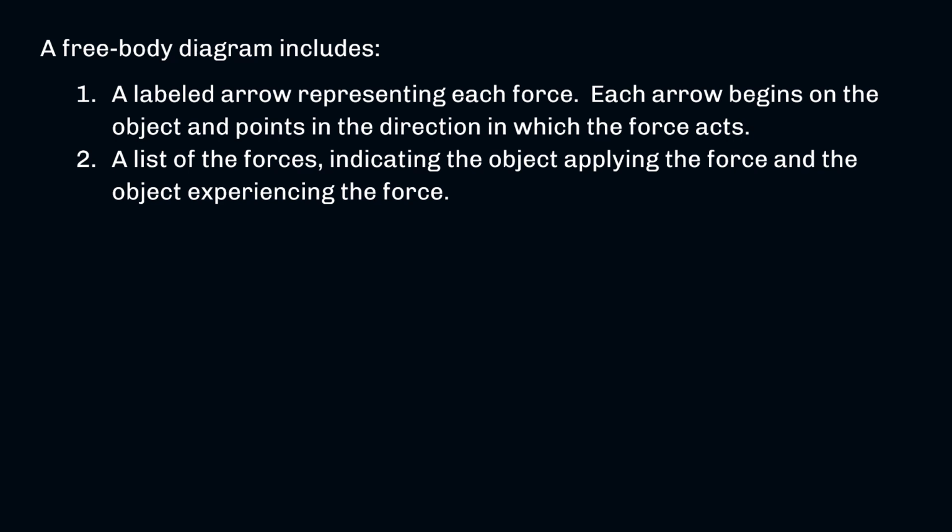Again, just a reminder of what a free body diagram is. It's a labeled arrow that represents each force. This arrow begins on the object and points in the direction in which the force acts. We're going to draw the free body diagram of each situation, and we're going to have a list of forces indicating the actual object that is creating the force on the other object. Remember that we have to be in contact with an object in order to experience a force from it, unless it is the force of Earth on the object, more commonly known as the weight, or Fg. So let's get right into our example.